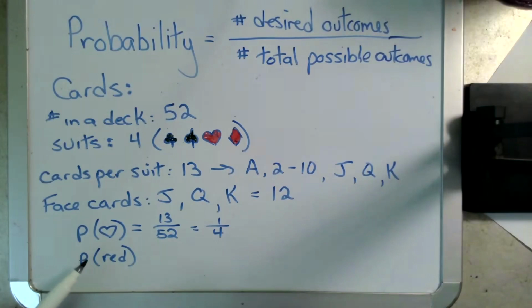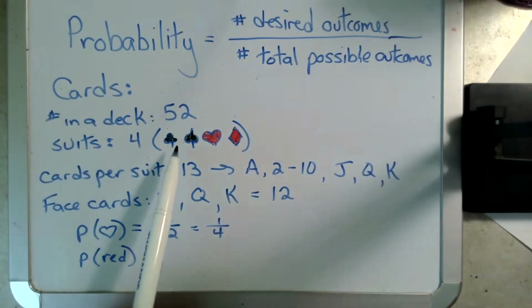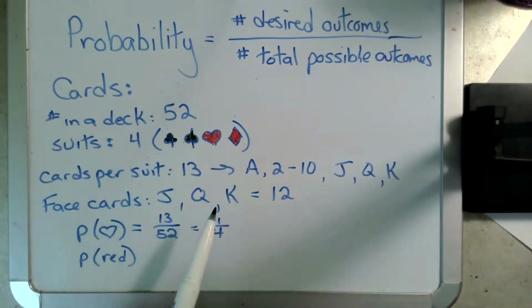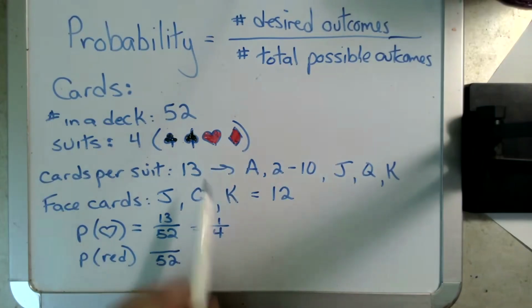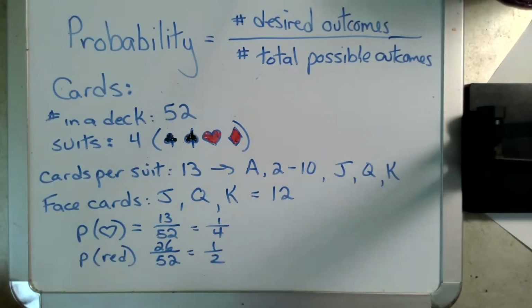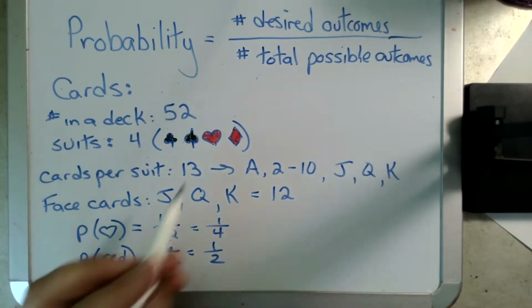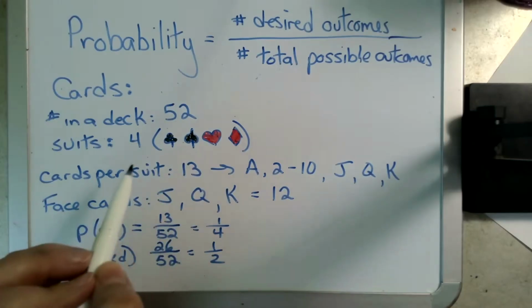Let's say the question wants to know the probability of drawing a red card. This would be a good time to double back and say, of our 4 suits, clubs and spades are black, hearts and diamonds are red. So what's our probability of a red card? Again, total possible outcomes, 52. How many red cards? 2 suits, each suit has 13, 26 out of 52, or 1/2 or a 50% chance, because half the cards are red, half the cards are black.